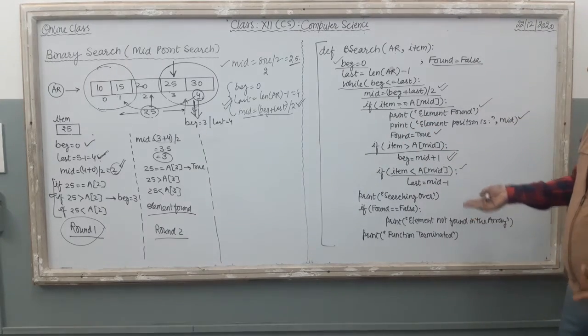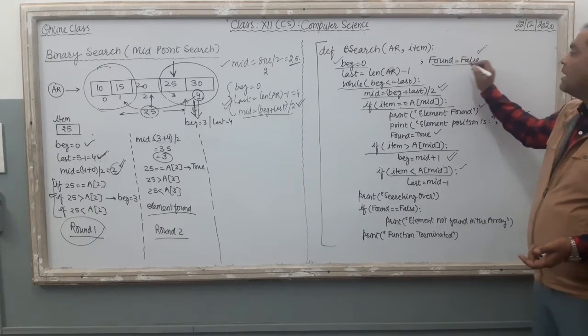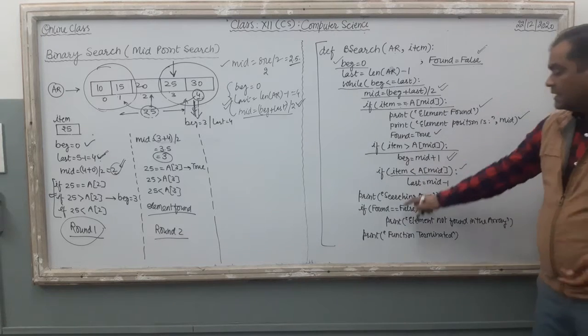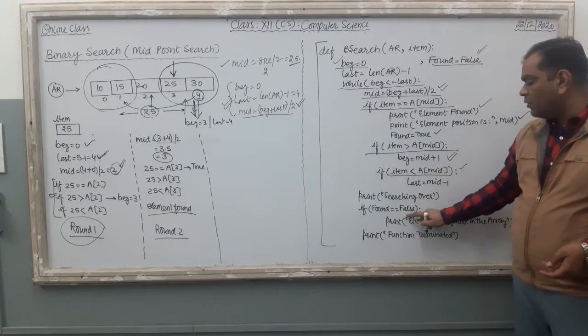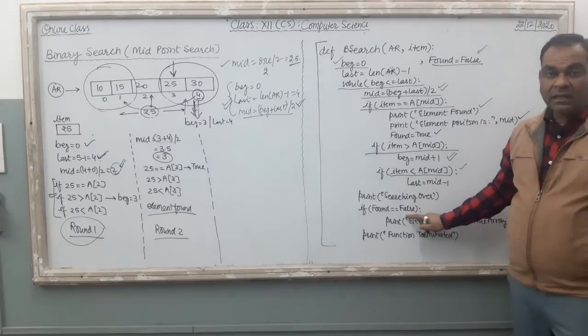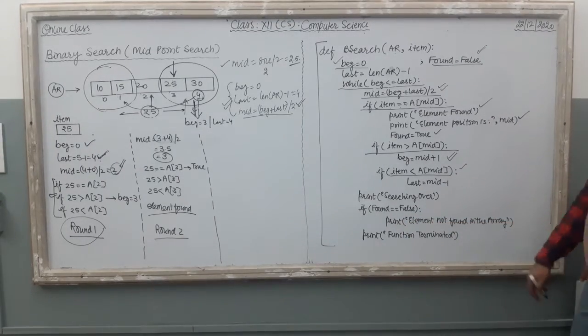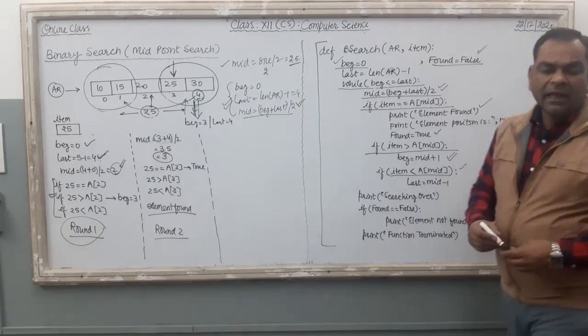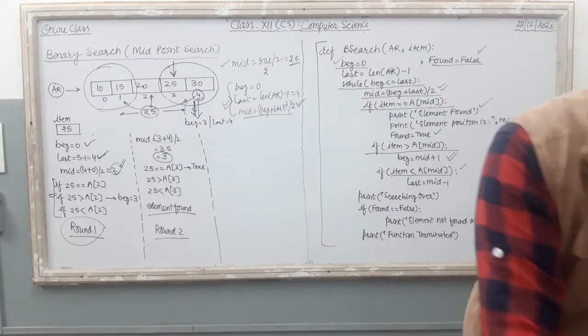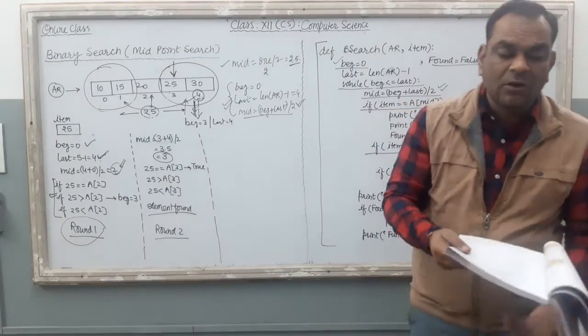If the element is not found, what does it mean? The found variable remains false only. Then just check if found equal to false, it means the element is not there in the entire array, and the message is element not found in the array. Right? Function terminated.